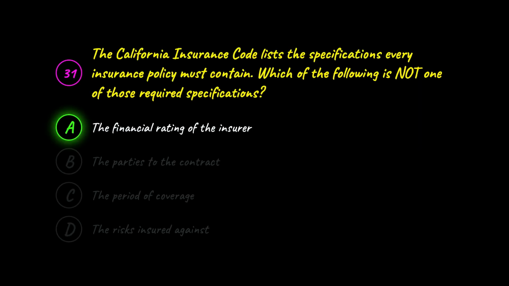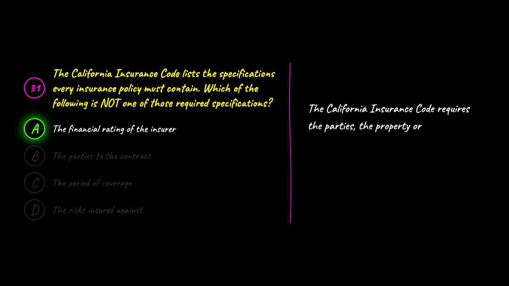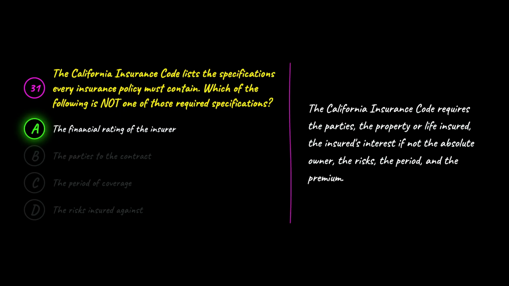The correct answer is A. The financial rating of the insurer. A is correct because the California Insurance Code requires the parties, the property or life insured, the insured's interest if not the absolute owner, the risks, the period and the premium. The insurer's financial rating is not required.